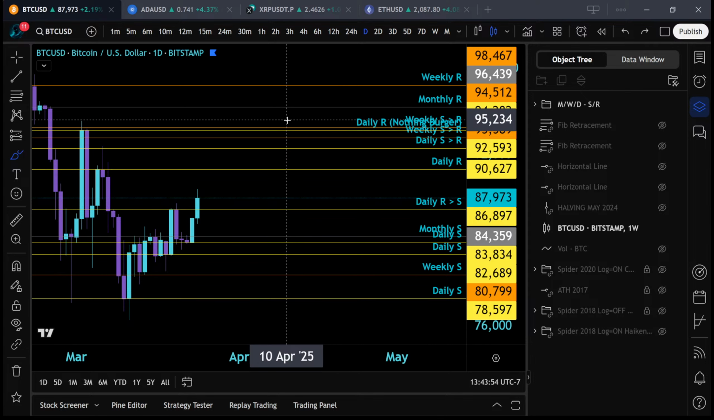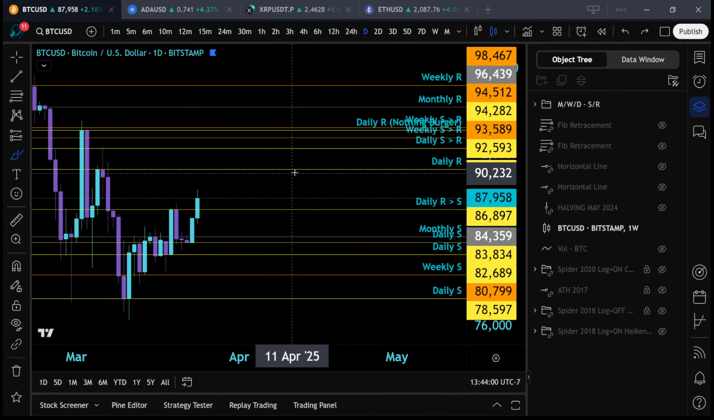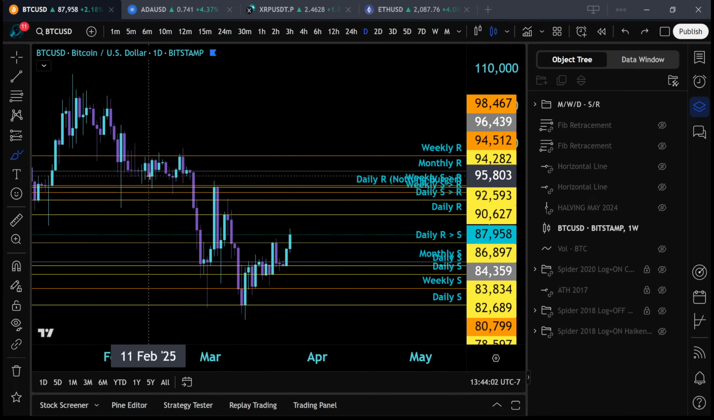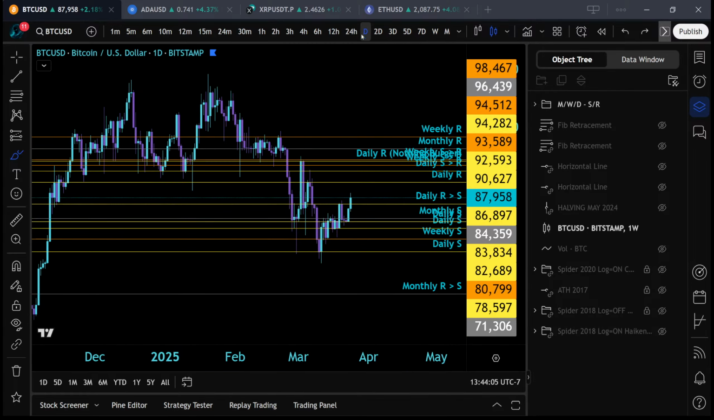Just so you know, the colors: I use a dark gray line for the monthly, orange for the weekly, and yellow for the daily. So these are just the most recent. We're currently on the daily time frame. You can see up here, this is the Bitcoin USD pair on Bitstamp.